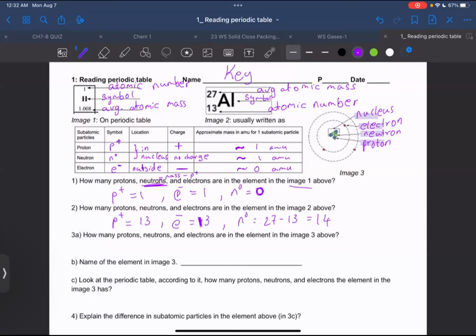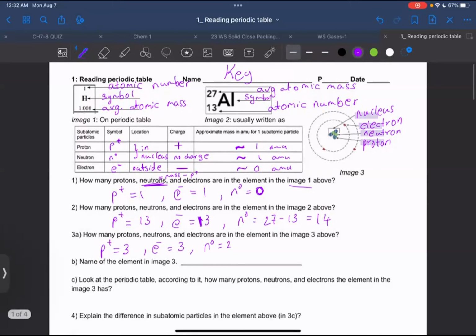Last one, image 3, that's very easy. You can just count the blue plus, the red negative dots, and the green no-charge particles. Protons are 3, electrons are also 3, and neutrons, in this case, 2. So what element is it? You need to look in a periodic table for the element with 3 protons, atomic number 3. Take a look at the top number and you will see that it is lithium.